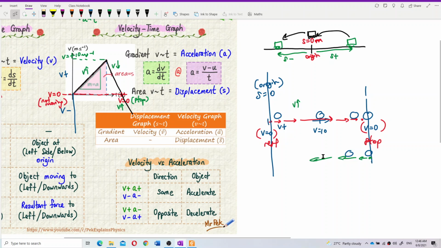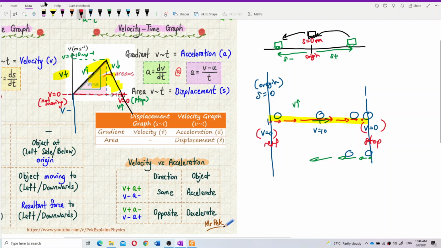But moving in the opposite direction. So what I can say is, if the graph is above the time axis, what I can say about this part is that velocity is moving to the right. Velocity positive. Bear in mind this is velocity positive.